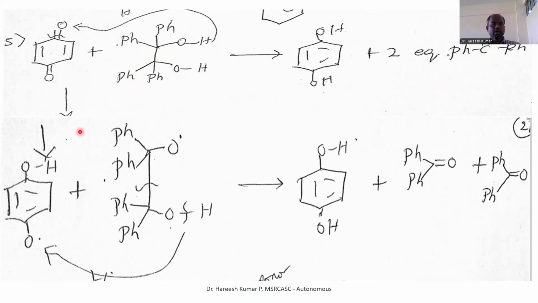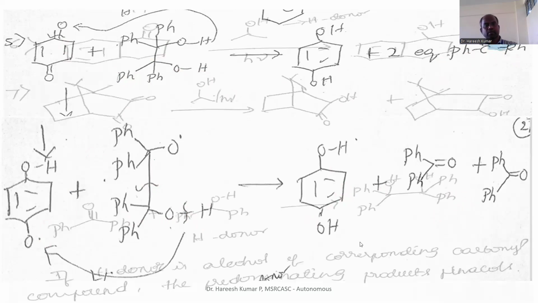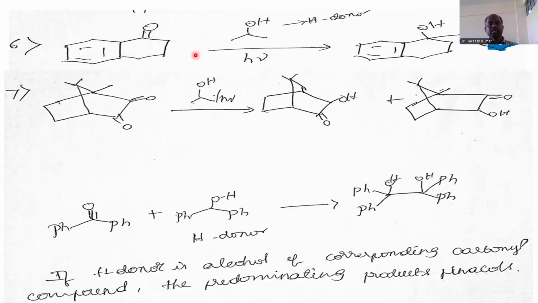How is it formed? This is the mechanism. That means cleavage here, cleavage here. It means that here there is a bond formation, and the 1,4-hydroquinone phenol is formed, and two carbonyl compounds are formed. So here I'm taking a few more examples.